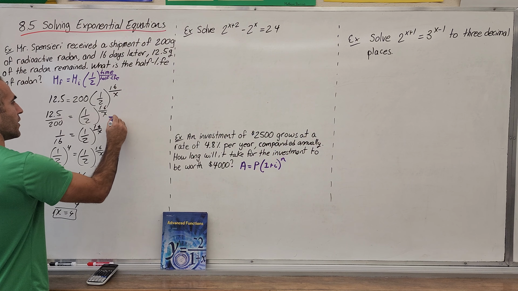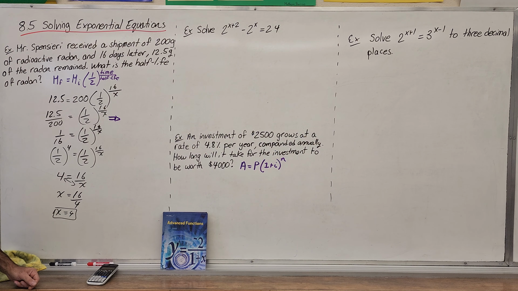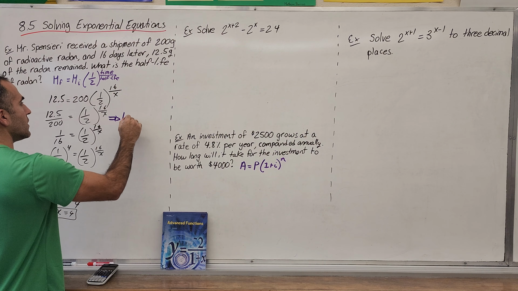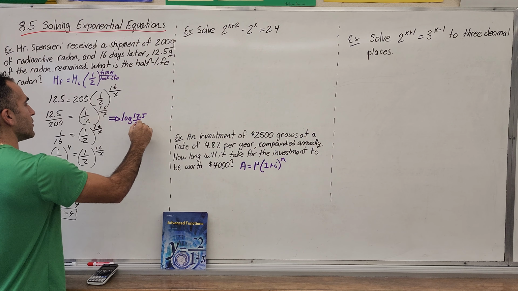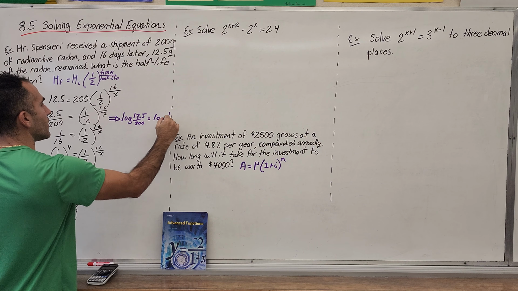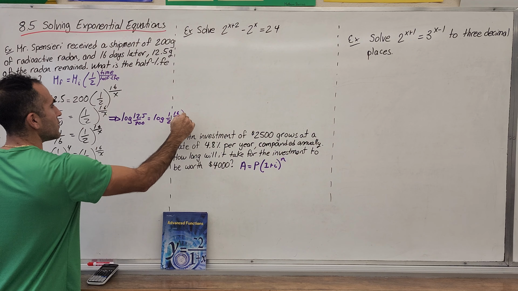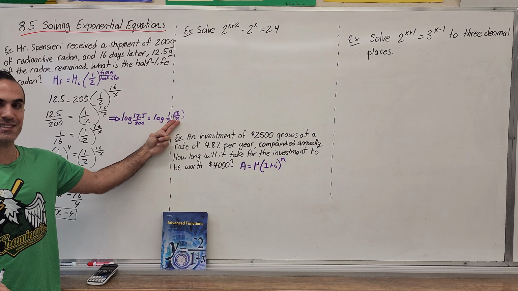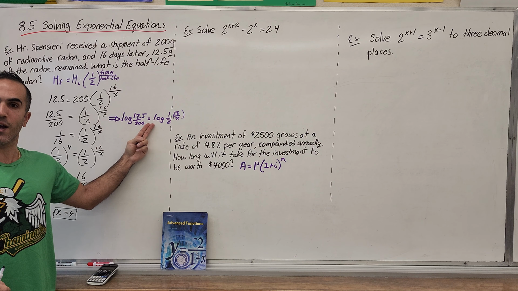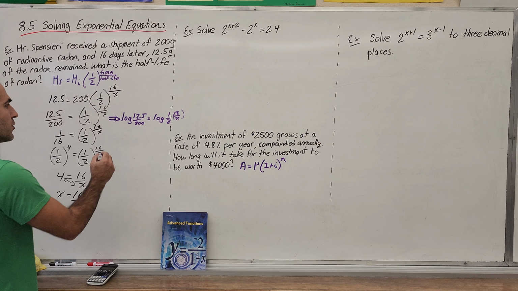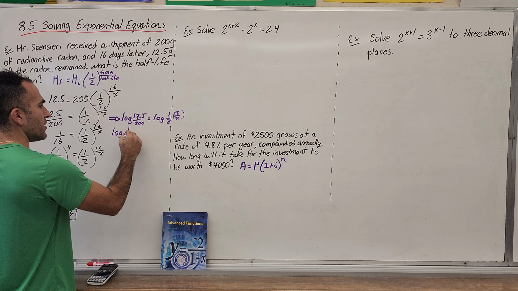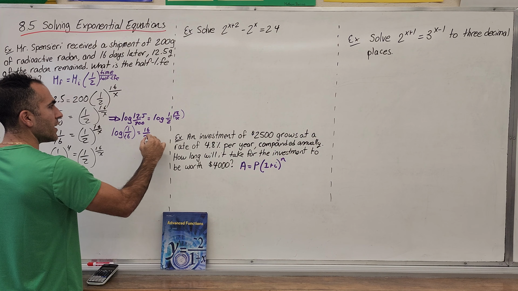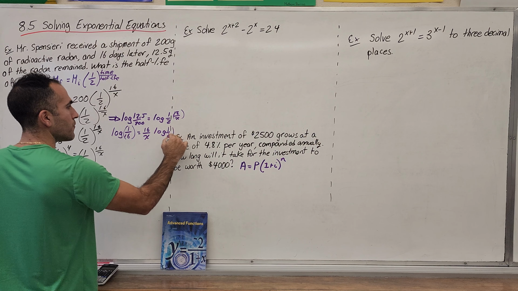Or, from even this point, say I don't want to do anything with the 16th, I don't know what 12.5 or 200 is, no problem. You can find the log of both sides. Log of 12.5/200 equals log of 1/2 to the 16/x. And just take a look at what this does. Log laws tell me that this 16/x, this exponent, I can bring down in front. We learned that in 8.4. So this becomes log, I'm just going to turn this to a 1/16 to make it cleaner. This is going to be 16/x times log of 1/2.